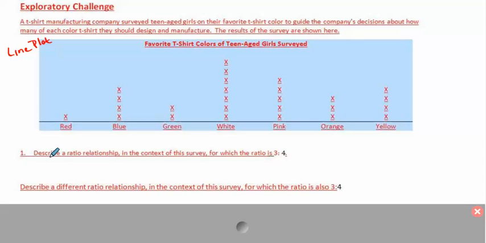All right. So we're going to describe a relationship in the context of this survey where the ratio would be a 3 to 4. Can you find something that it would be 3 to 4? Remember, your first color would have to be something of 3. Your second color would have to be 4. Can you find that?